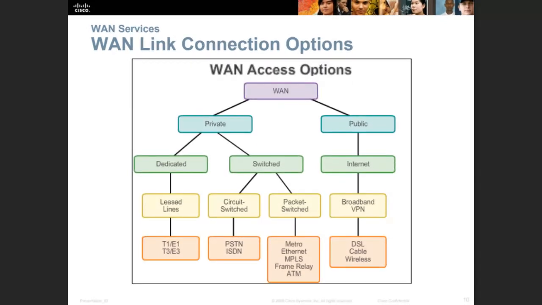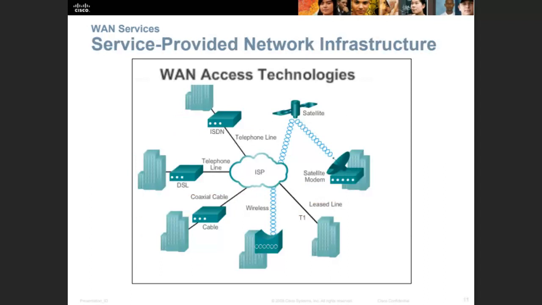So this is a very good slide. Now we go into more details. Here we have different types of connections. Here we have a satellite connection. Here we have ISDN, DSL, cable, even wireless, leased line.